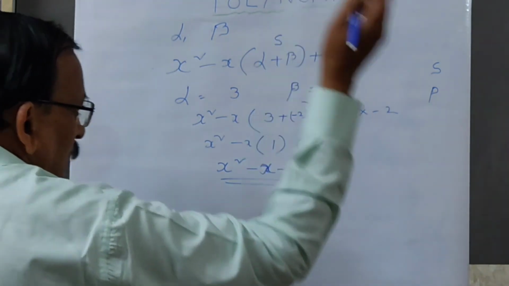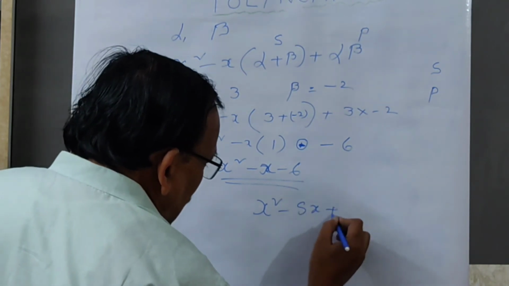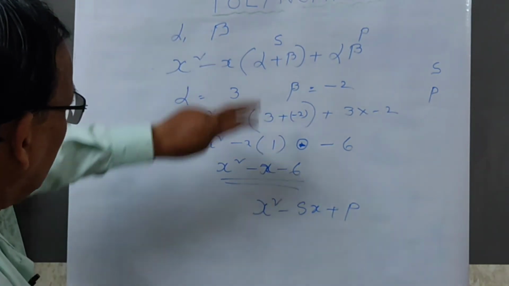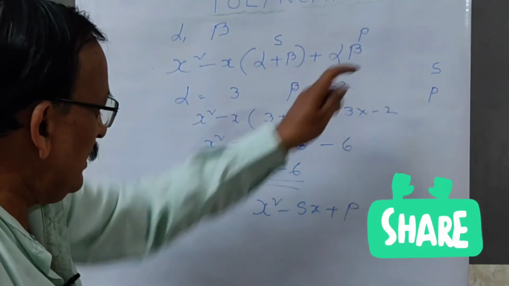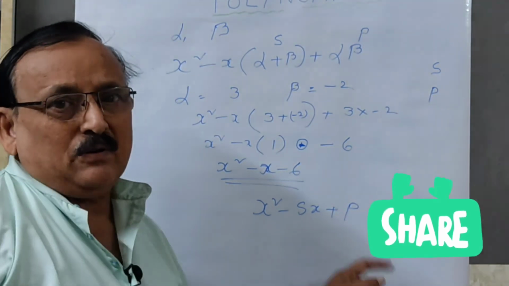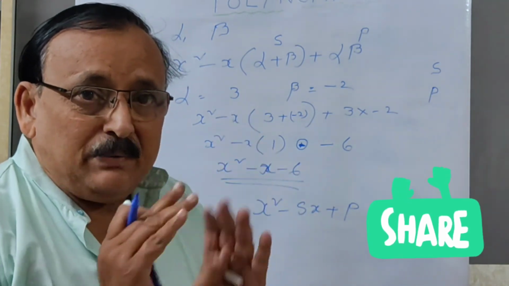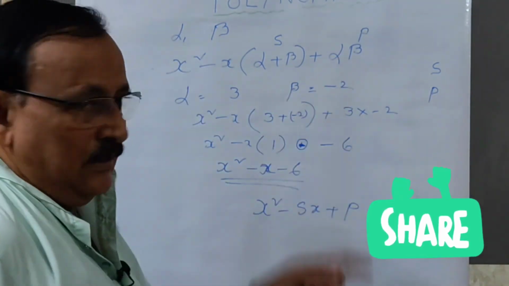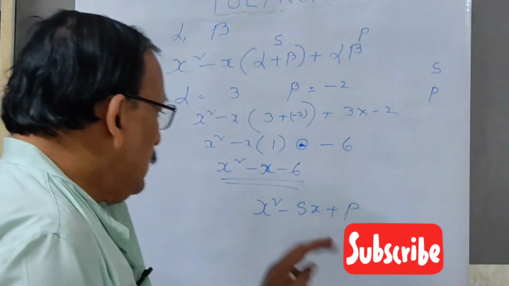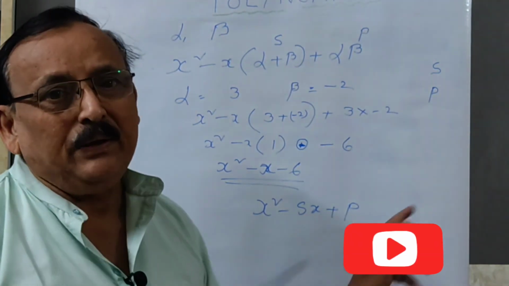In other words, we can write it as x square minus sx plus p. This is the same formula, we are just keeping s and p here. Here s means the sum of the zeros, p means the product of the zeros. Whether they give alpha and beta separately, or give the sum of the zeros and product of the zeros like this, you have to use it. Here you have to implement the value s over here and p over here.